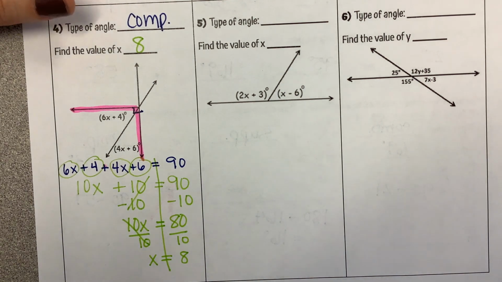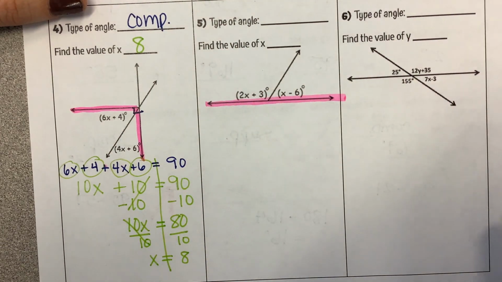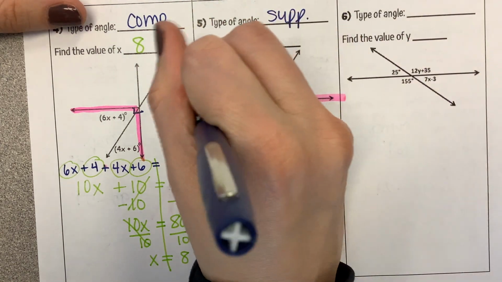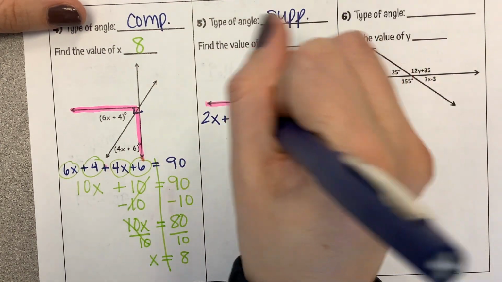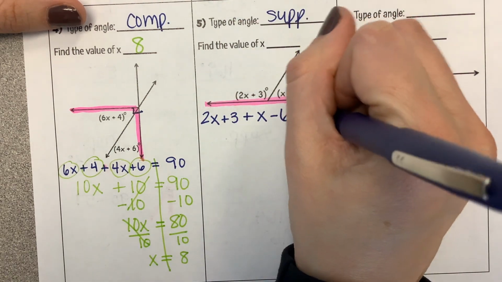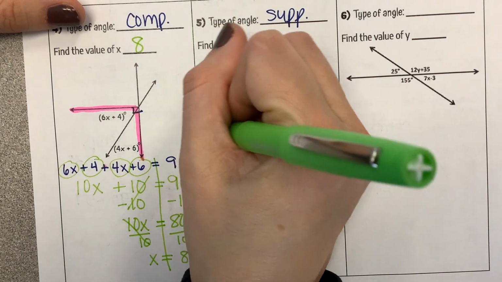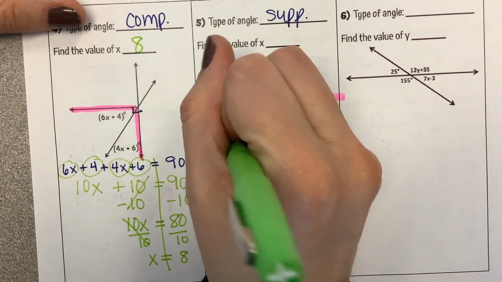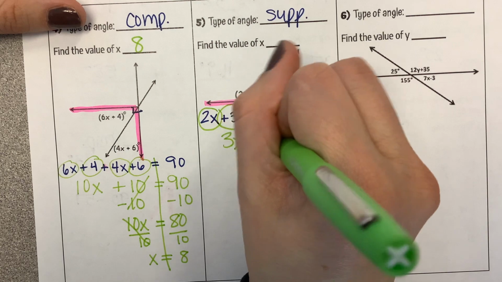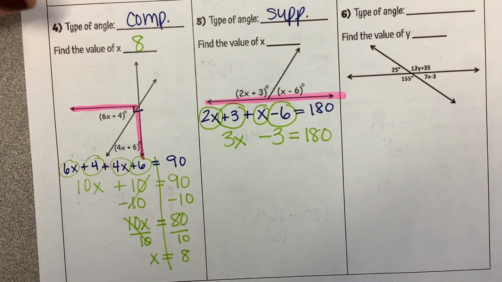Number 5, we have a straight line here. So they are supplementary. So we've got 2x plus 3 plus x minus 6 is equal to 180 degrees. Let's simplify before we solve. We have 2x's plus another x is 3x. And we have 3 and negative 6, which is negative 3, is equal to 180 degrees.